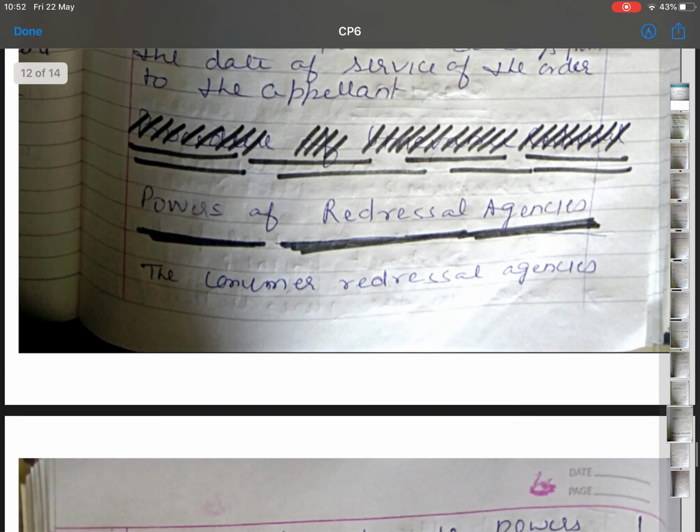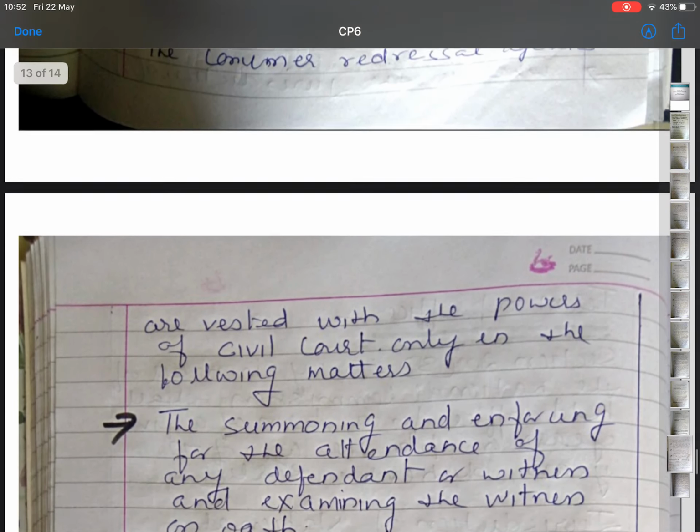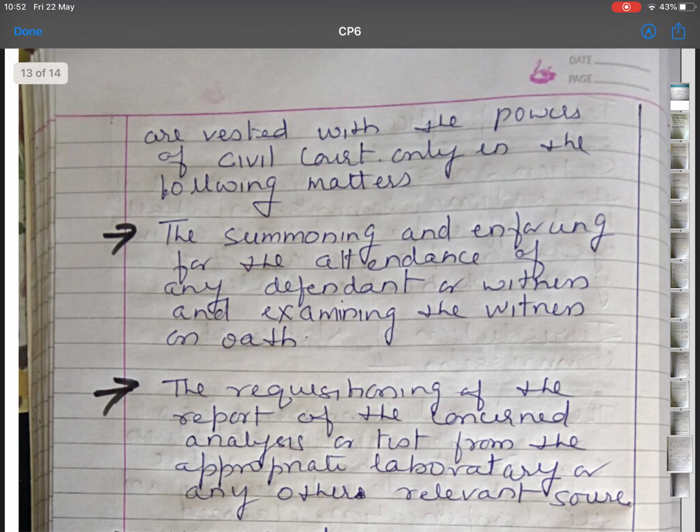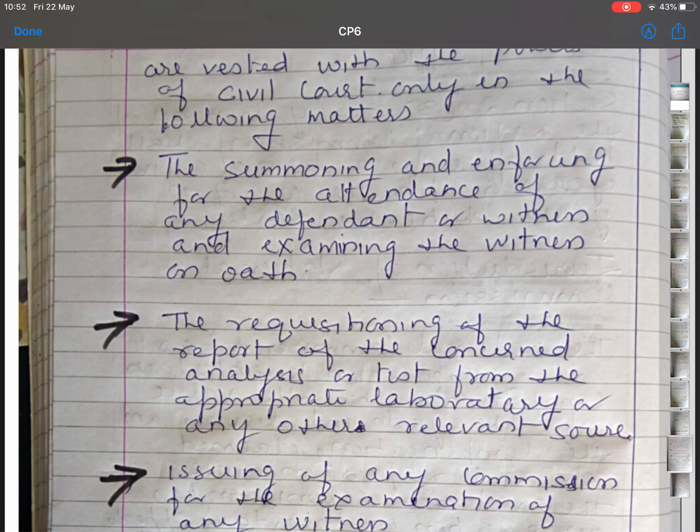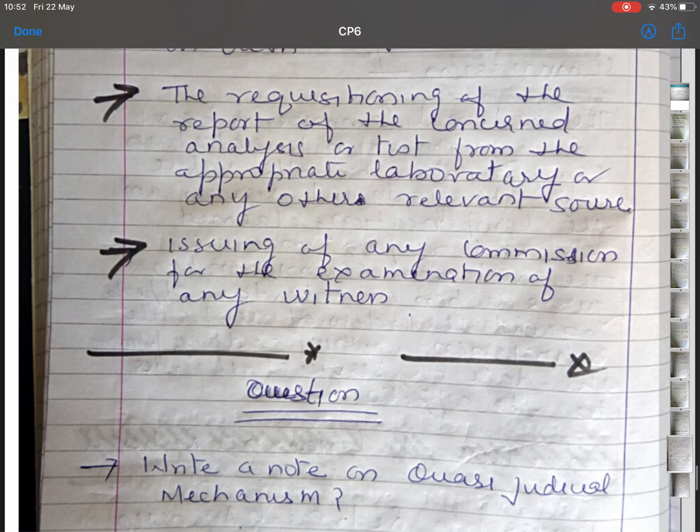Now, the powers of redressal agencies. I'm just giving you a brief idea about the powers of redressal agencies. I'm going to discuss in the next lecture in detail the powers and responsibilities of the redressal agencies. The consumer redressal agencies are vested with the power of a civil court only in the following matters. They can summon and enforce the attendance of any defendant or witness and examine the witness on oath. They can request any report of the concerned analyst or test from the appropriate laboratory or any other relevant source. They can issue any commission for the examination of any witness.